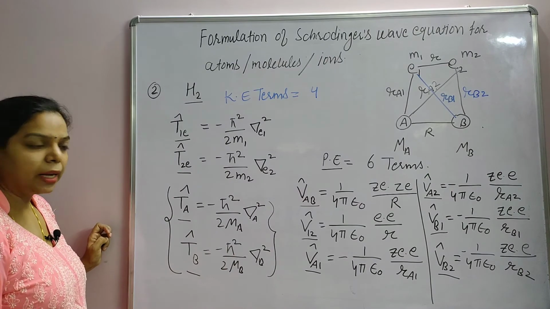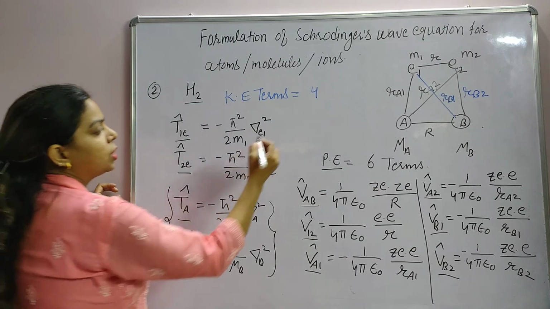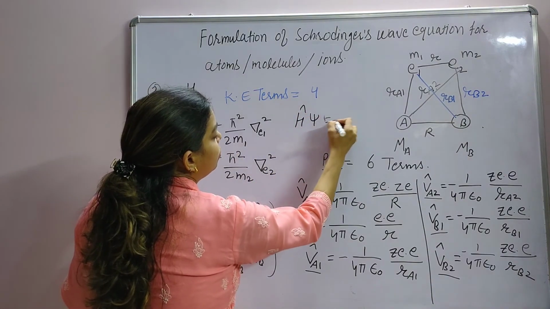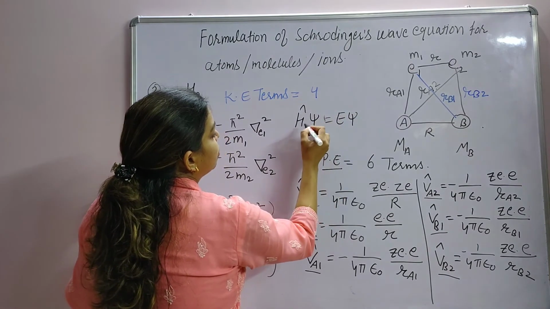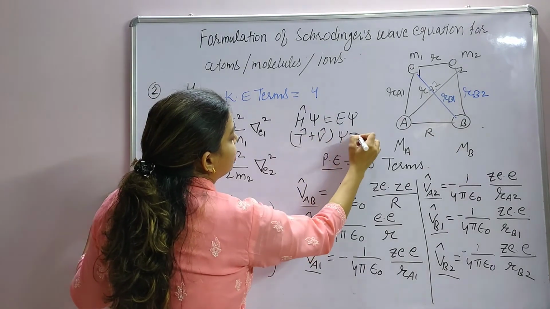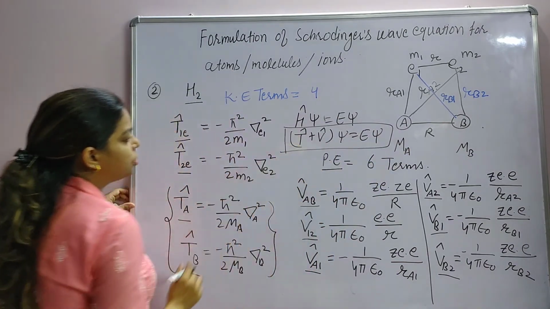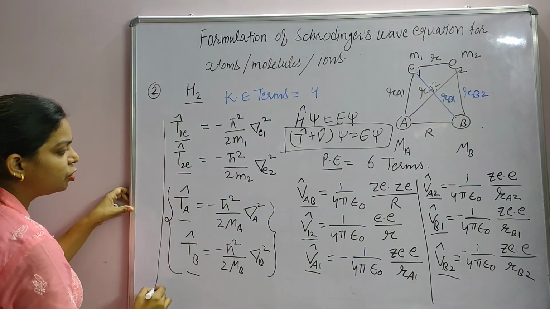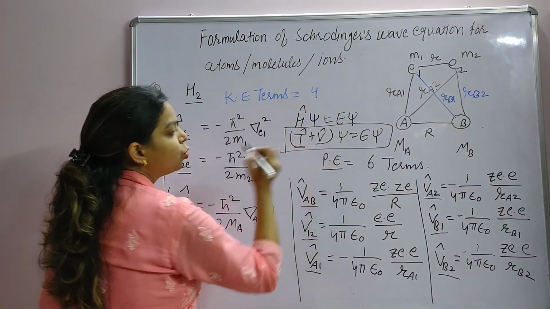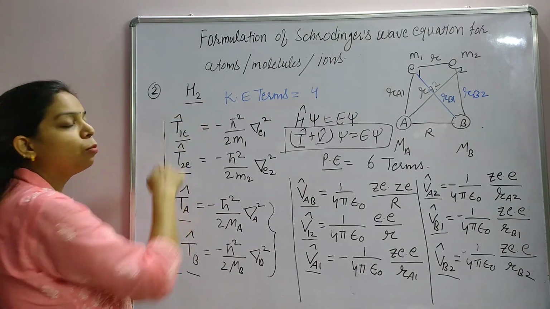Otherwise, if you are not applying the approximation, you will have all these terms in the Schrodinger's wave equation, and the equation is H psi is equal to E psi, which is T plus V psi is equal to E psi. So substitute the values of all these kinetic energy terms over here and all the 6 potential energy terms over here. So you will get a complete Schrodinger's wave equation for hydrogen molecule.